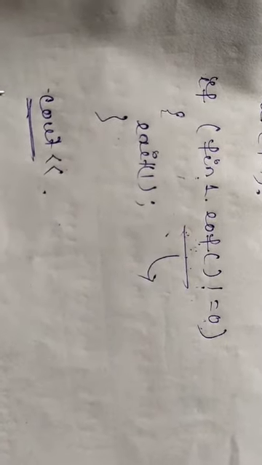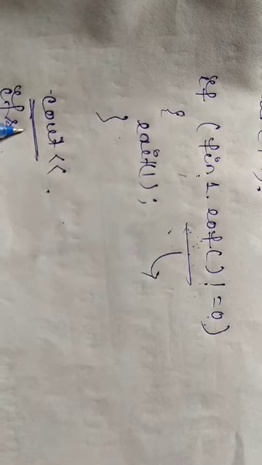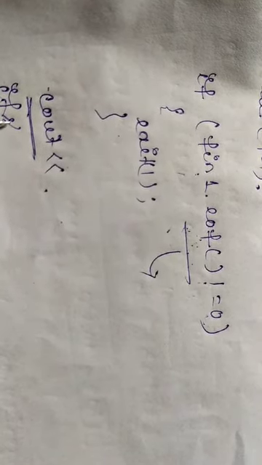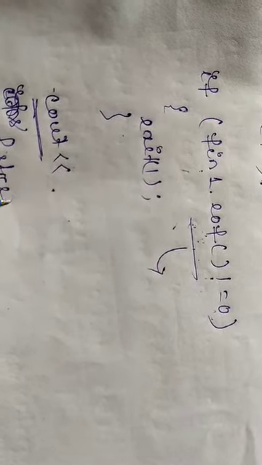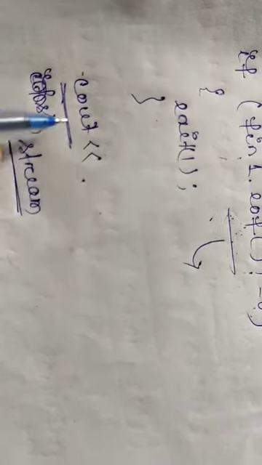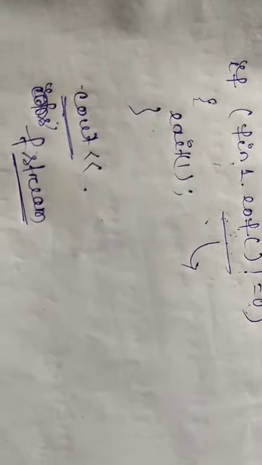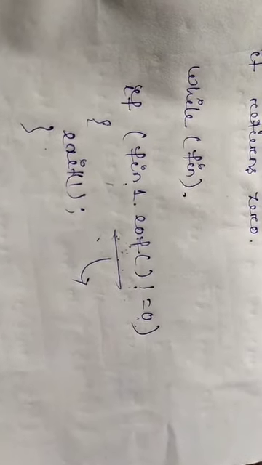Actually not cout, you have to write an ofstream, sorry, not ifstream, you can write it as ofstream object, then the cout object. So this is all about end of file.